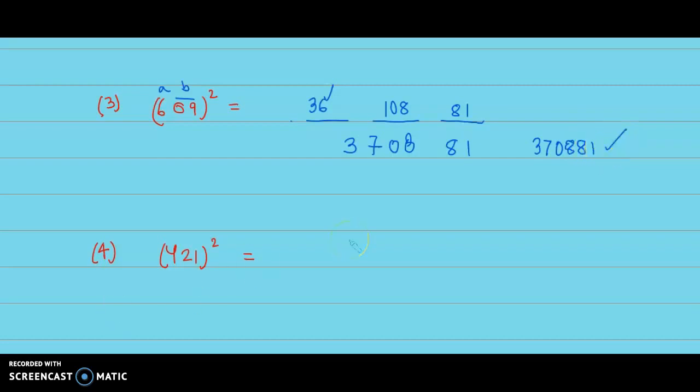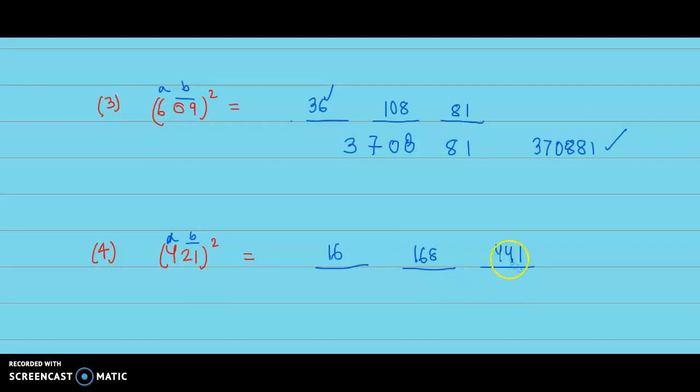In the next example, we have to follow the same rule. I am writing. This is A and this is B. So A square is 16, 4 square is 16, and 21 square is 441, and in between you have 4 and 21. 84 times 2 is 168.